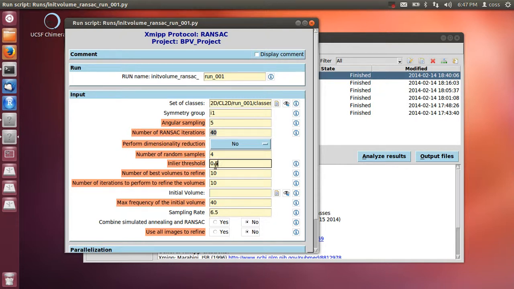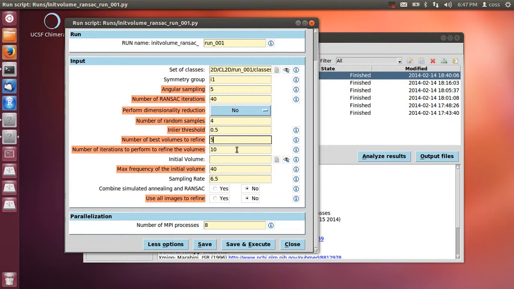Okay, so out of these 40 volumes, most of them will be wrong. We think that the best 5 have some chances of being good, and we will do a projection matching with 5 iterations for these 5. Okay, so these are the parameters. For instance, in this case, you may choose that all the classes that you have in your classification participate in this refinement. So we can click this button to yes.